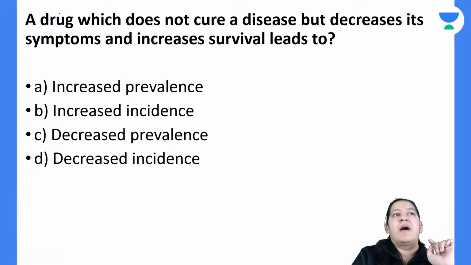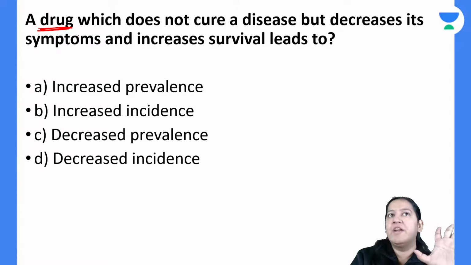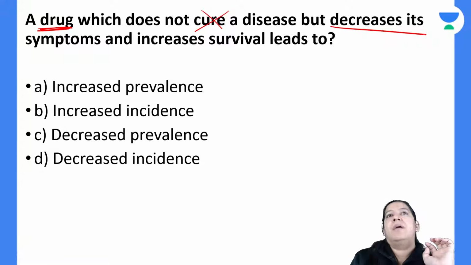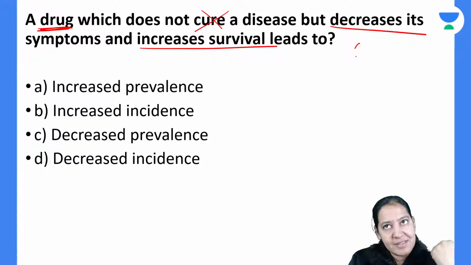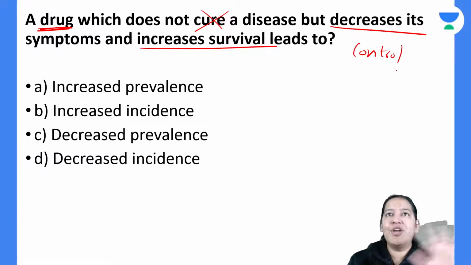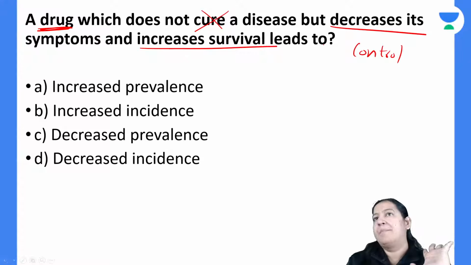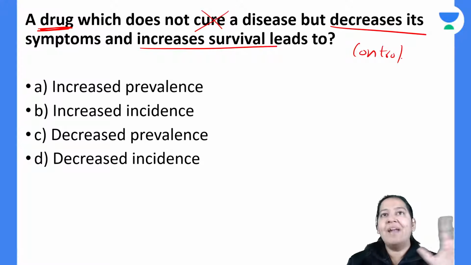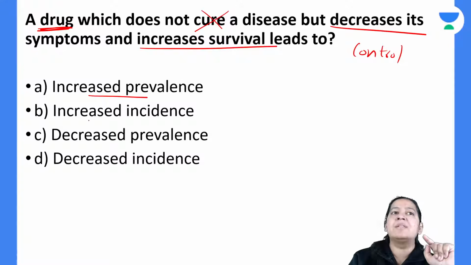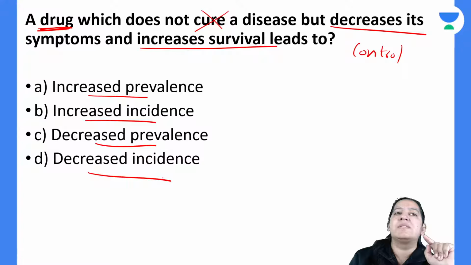There is a new drug available in the market which does not cure the disease but decreases the symptoms and increases the survival. That is, it is controlling the disease. It is not curing the disease, but it is controlling it. It is controlling the symptoms and increasing the survival time. So the person is not cured, but the disease is under control. So what is that drug doing? Increasing prevalence, increasing incidence, decreasing prevalence, decreasing incidence.